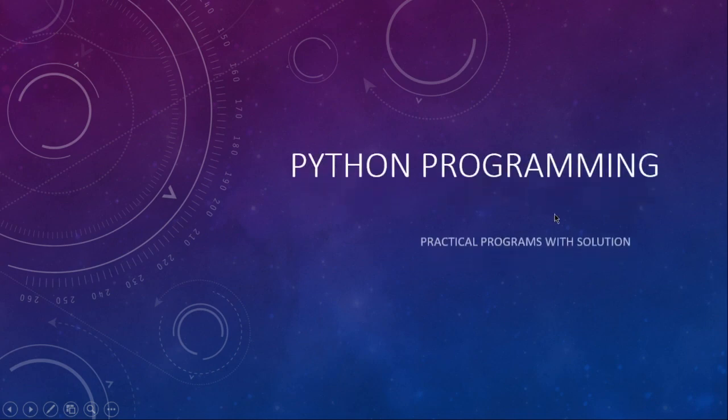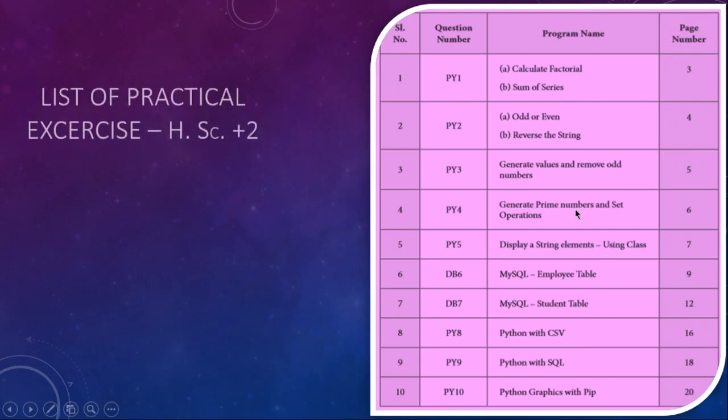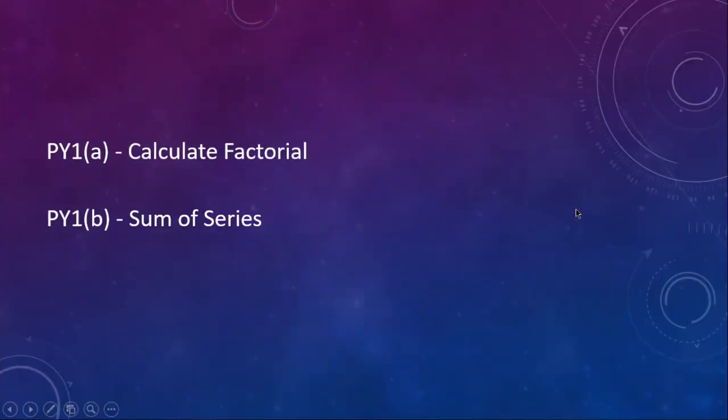We all know the logic of a factorial. Suppose we want to find the factorial of 3, we say it is 3 into 2 into 1. That means n into n minus 1 into n minus 2, that way. Okay, so now we'll see the program.